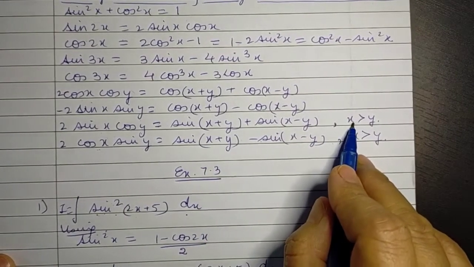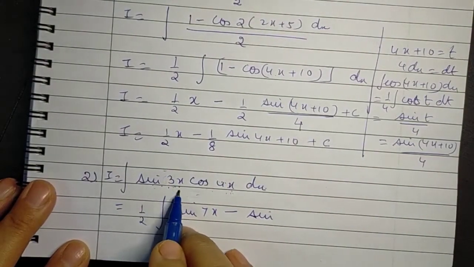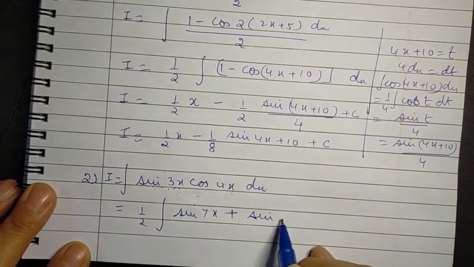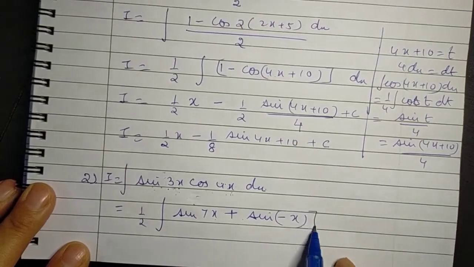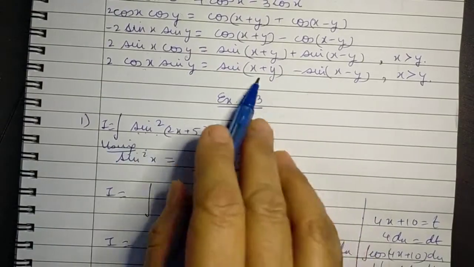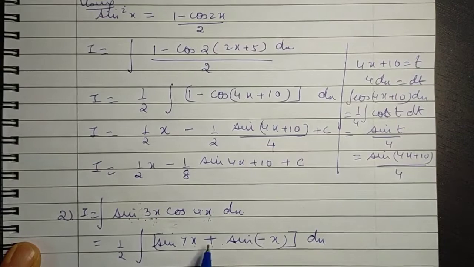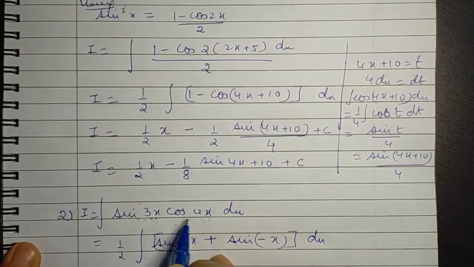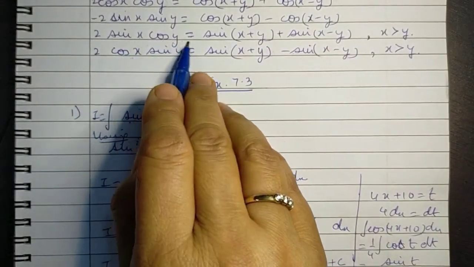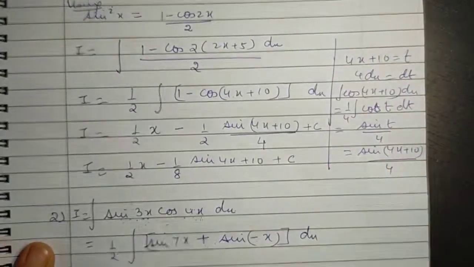Even though this x is bigger than y, and over here our angle is smaller, suppose I use that formula. So sine 7x plus sine of the difference of these two, which is minus x, whole into dx. So this minus automatically comes out and the result comes in this shape. So we need not worry about what result we are using, irrespective of what angle sine and cos act on. We can simply use the first result, that is 2 sine x cos y is equal to sine of x plus y plus sine of x minus y, and the minus sign takes care of itself.